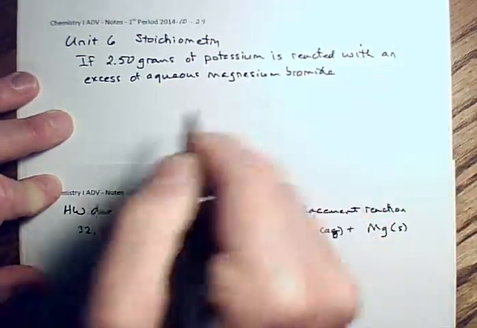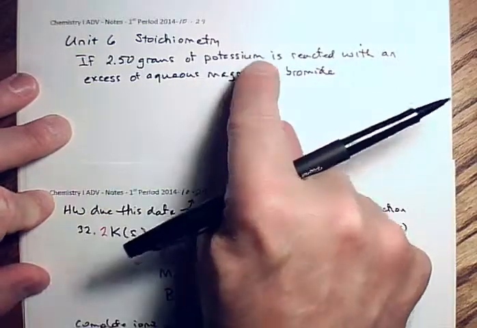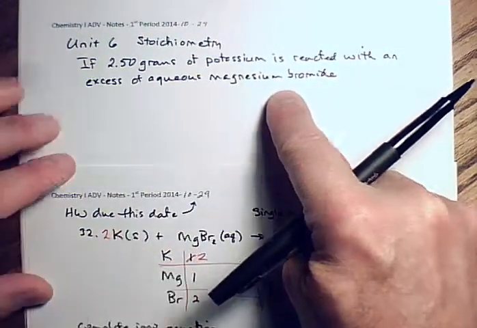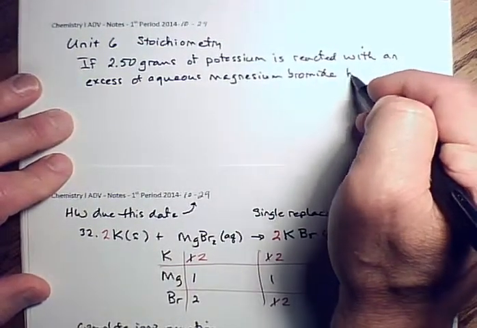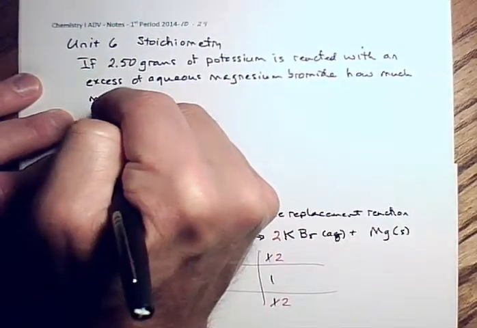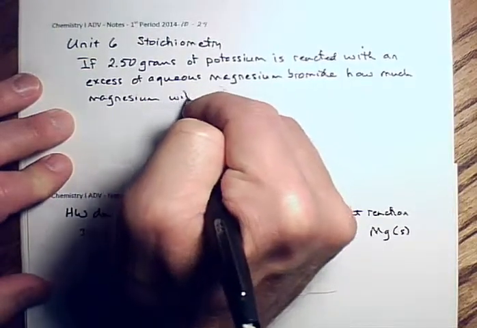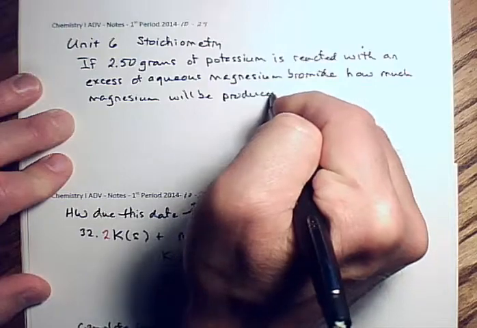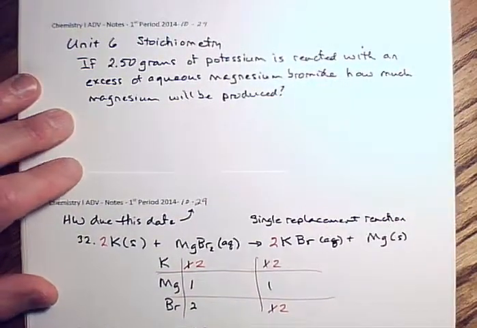If I were giving you this problem without this equation already for you, you'd have to figure it out from what I'm writing there. This is potassium right here. This is magnesium bromide right here. Then how much magnesium will be produced? That's a stoichiometry question.